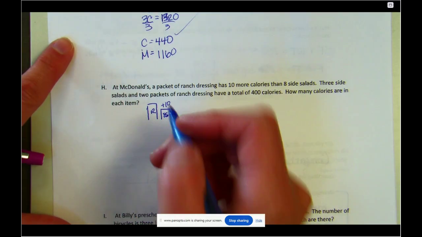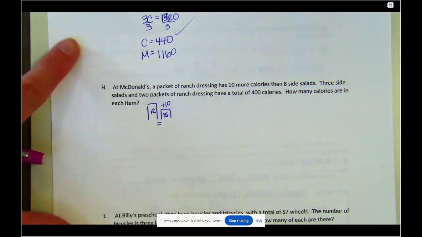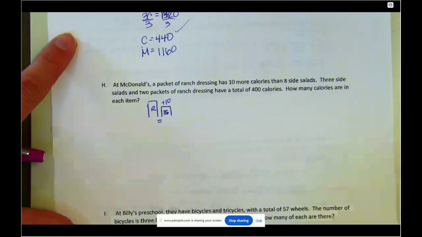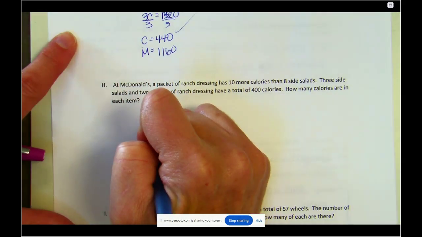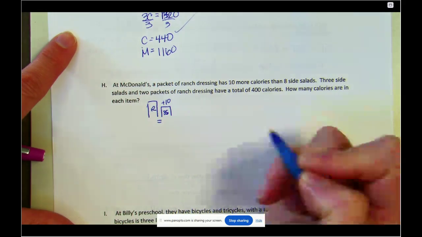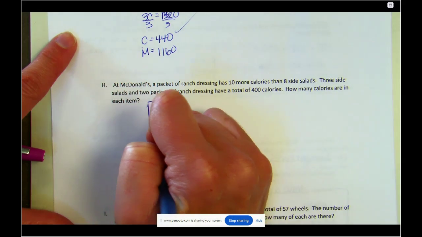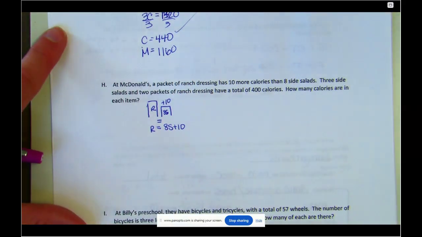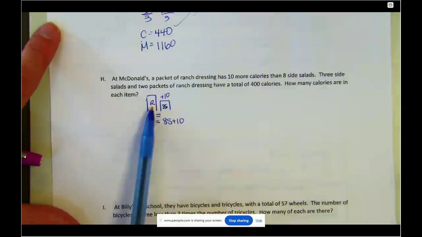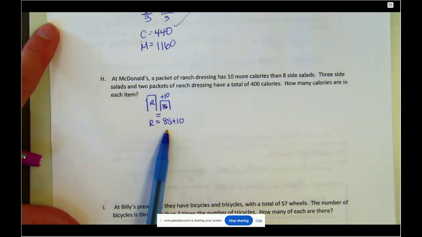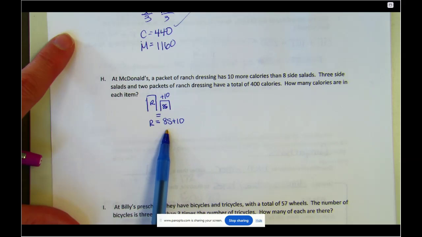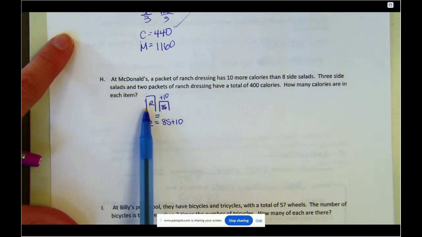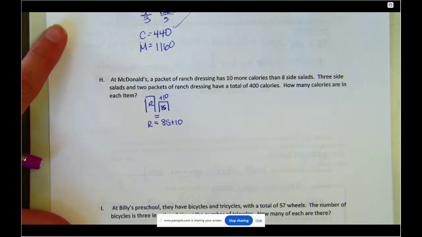Okay. So remember the 2 bars have to be equal. So what is the equation? R equals 8S plus 10. Once you draw the bars and make them equal, writing the equation is easy because you literally just write what you see. R equals the 8S plus the 10. Here's the next one.